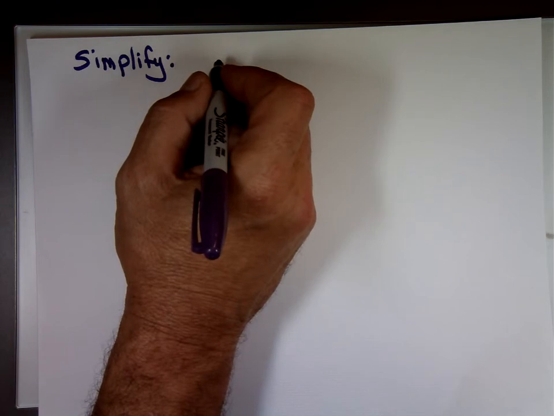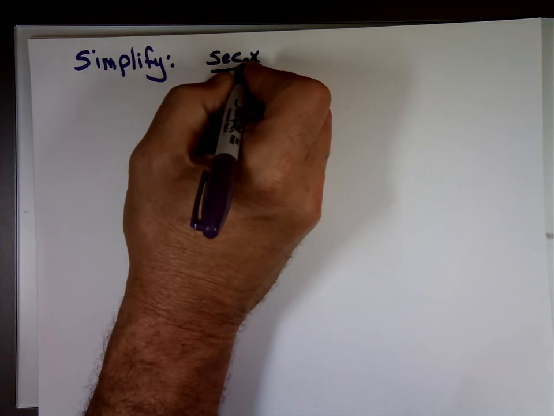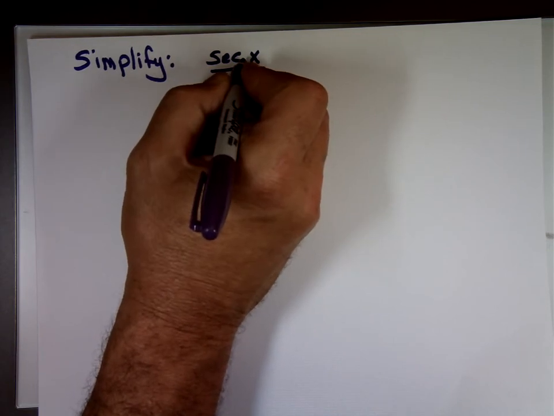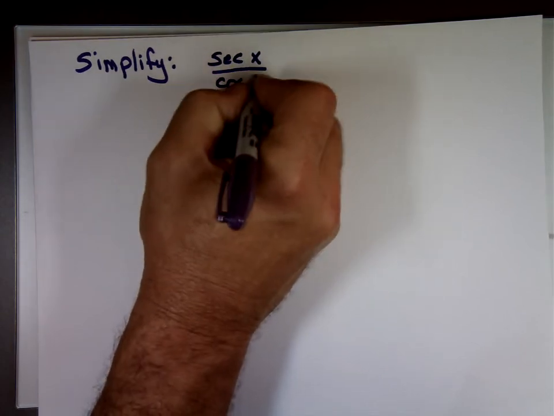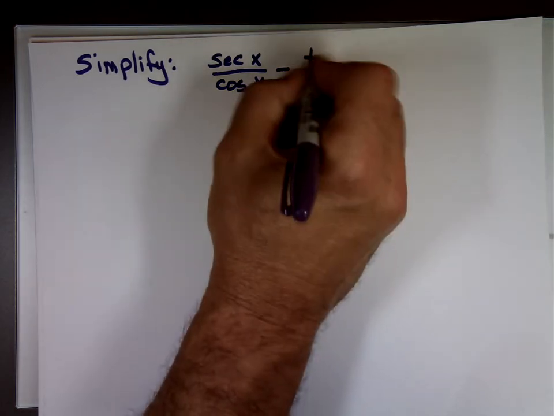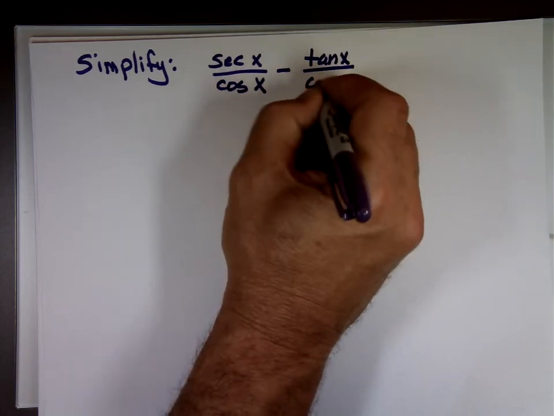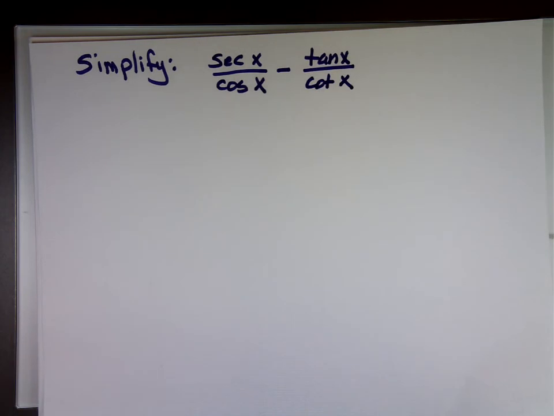Secant x divided by cosine x minus tangent x over cotangent x. I want to simplify that. Alright, so we're going to change everything to sine, cosine. Anything that's not in sine, cosine, let's switch it. Secant.